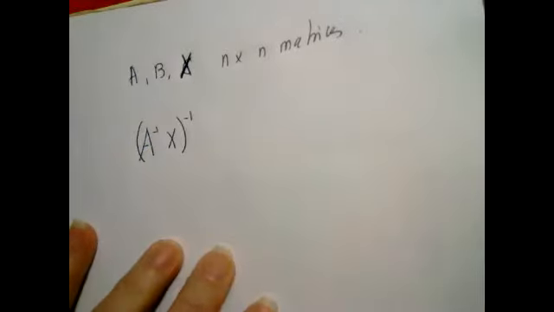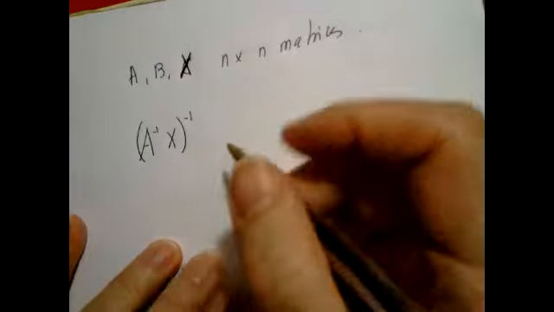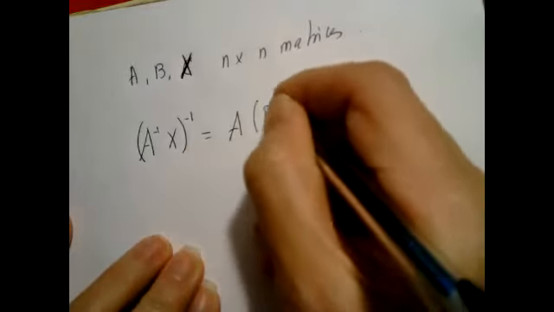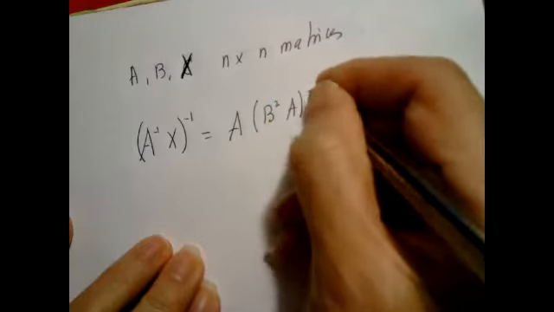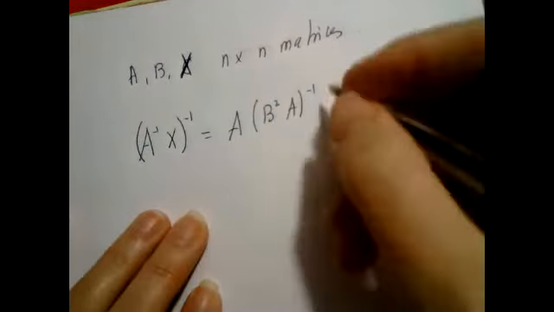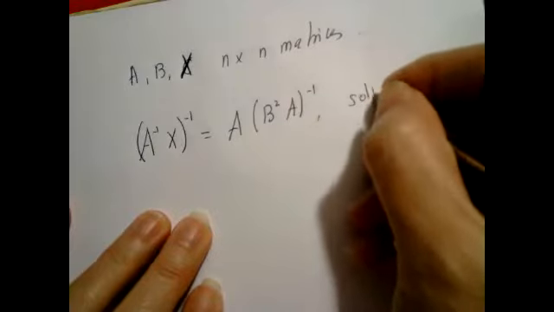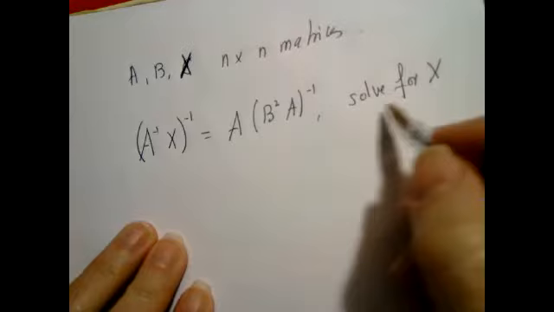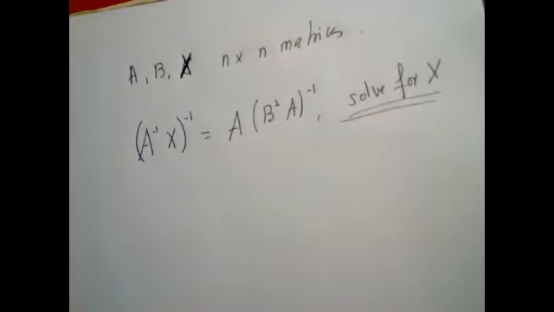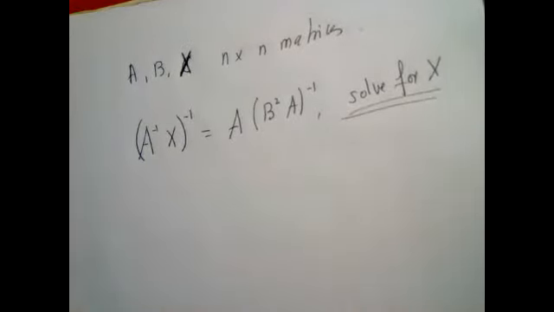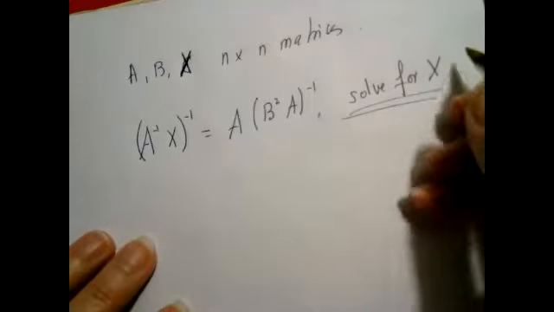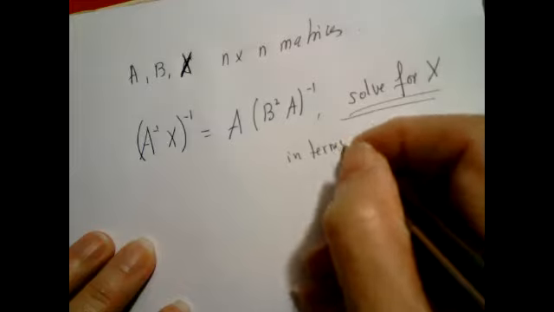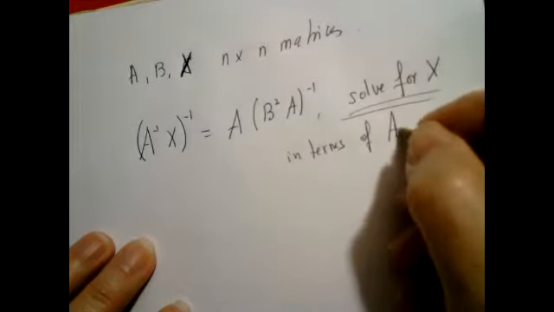The goal of this equation is to learn how to solve for a matrix and how to use the properties of the inverse times B squared A inverse. And the question is, solve for X. So all of them are matrices. And the question is, solve for the matrix X in terms of A and B.